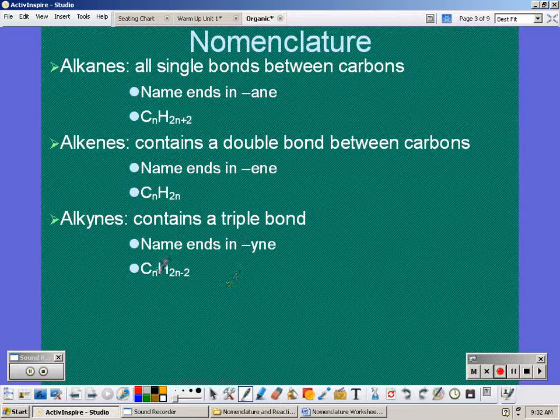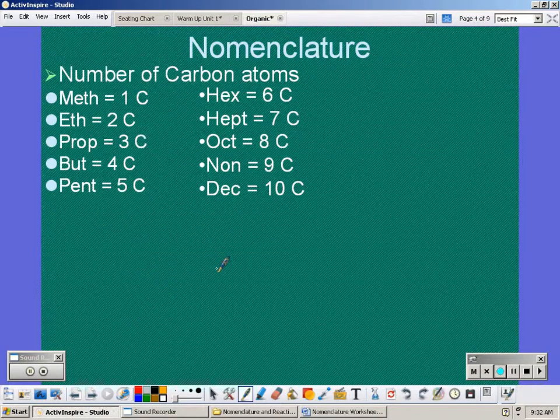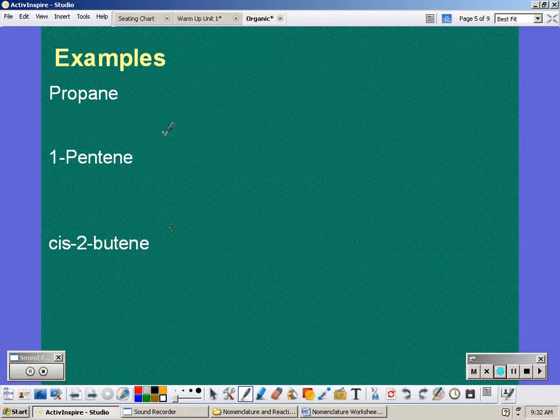And you can use the little formulas here to figure out the number of carbons to hydrogens if you wanted to. The number of carbon atoms, the first 4 are kind of special prefixes, and then it just goes into the prefix that you should know from covalent naming. So 1 is meth, 2 is eth, 3 prop, 4 but, 5 pent, hex is 6, 7 is hept, oct, non, and dec. So again, the first 4 are probably new to you, but the rest of them should look like the covalent naming.